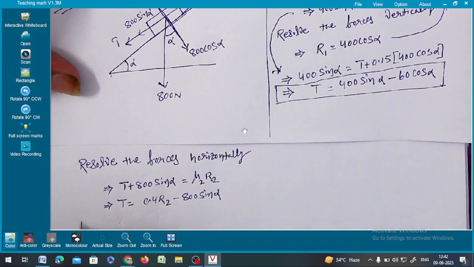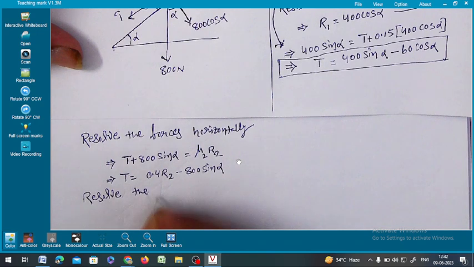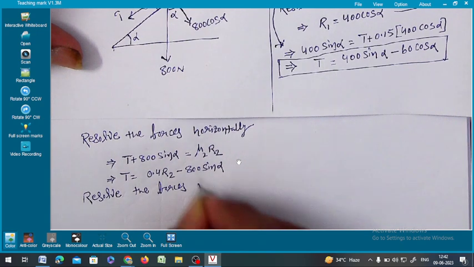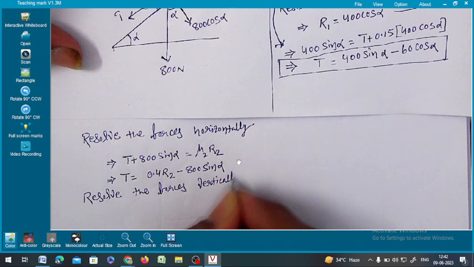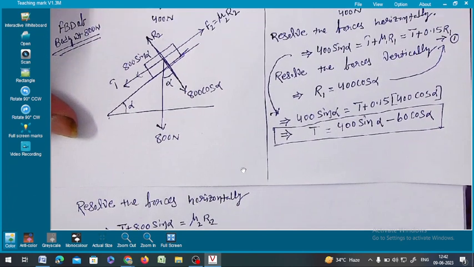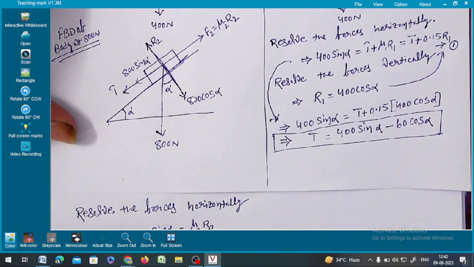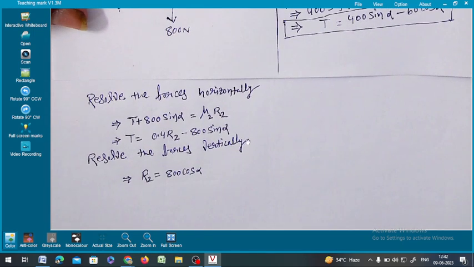Okay. So next what to do? Resolve the forces vertically. So let us see in vertically what are the forces? How many forces? Two forces. So what will be the equation? R2 equals to 800 cos alpha. So R2 is equal to 800 cos alpha, I have written.